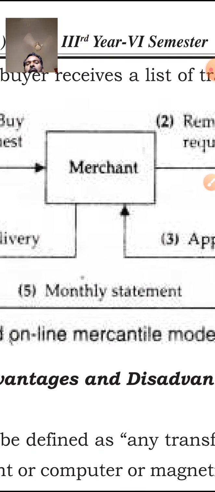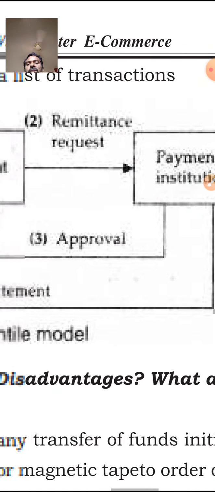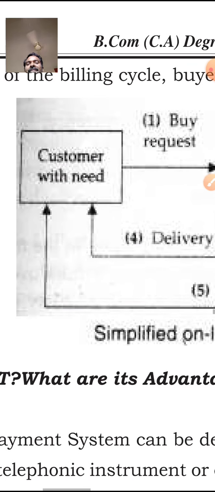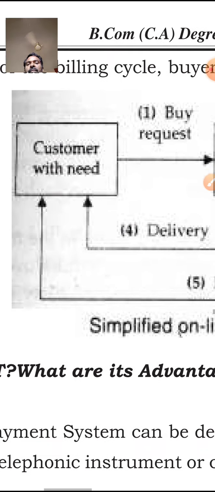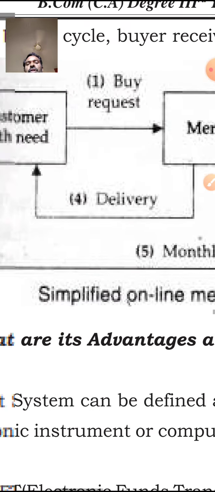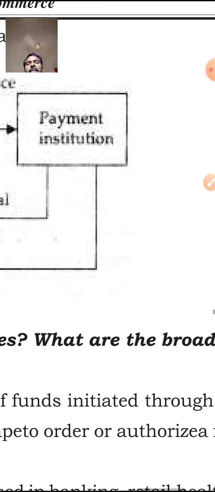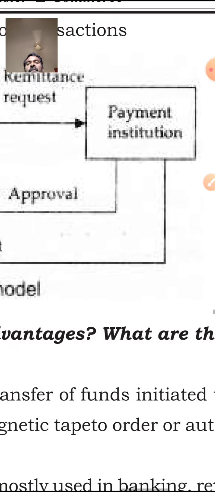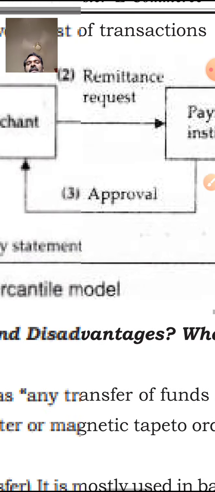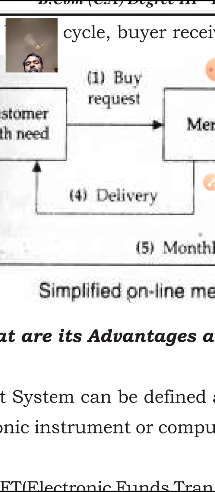When the approval comes from the payment institution, the merchant delivers the goods to the customer with the need. The payment institution means online payment mechanisms. That means the online payment gateways give approval to the merchant as well as give the information directly to the customers also.